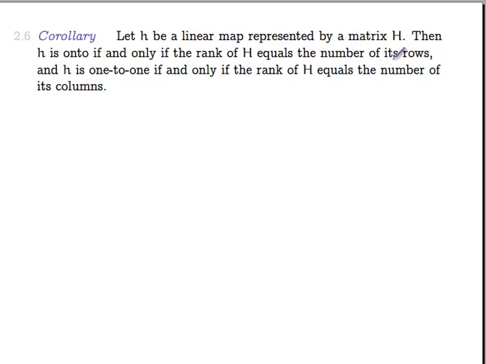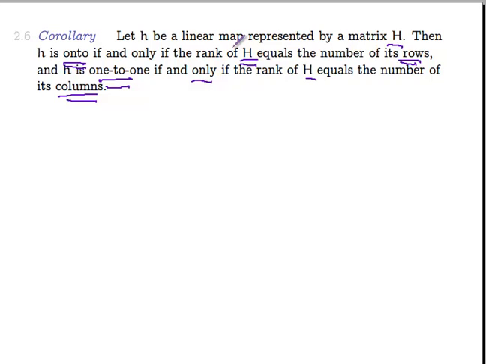Corollary. Let h be a linear map represented by a matrix H. Then h is onto if and only if the rank of the matrix H is equal to the number of its rows, and h is one-to-one if and only if the rank of H is equal to the number of its columns. So here we're going to need to relate the size of the matrix to the dimensions of the domain and codomain.